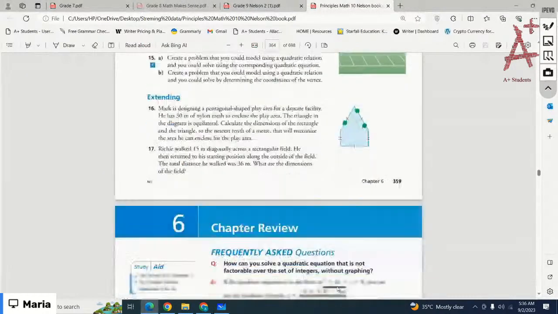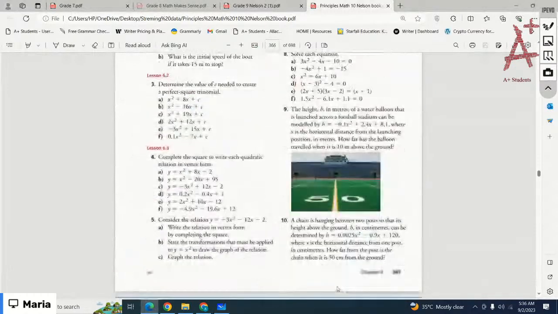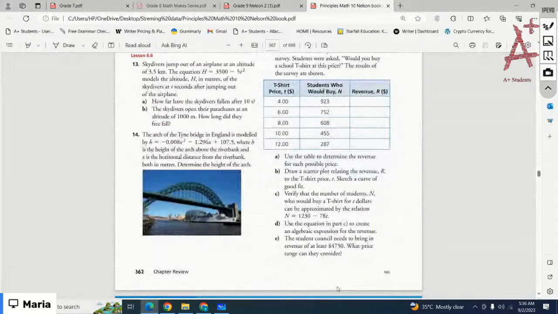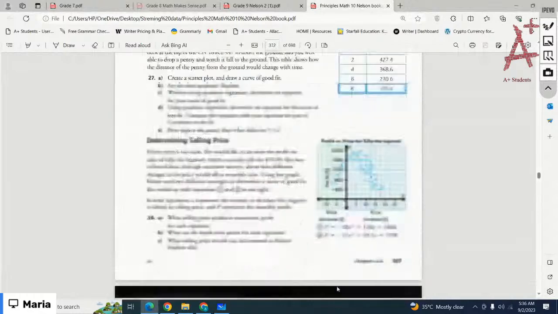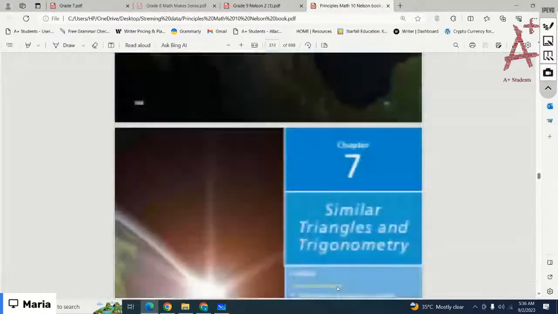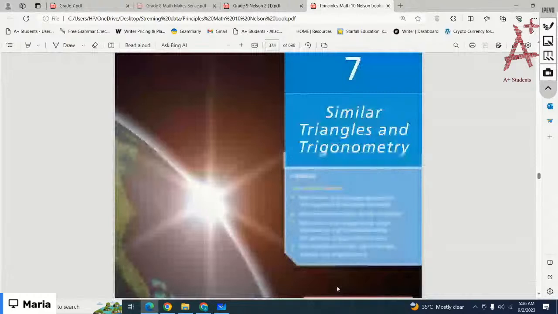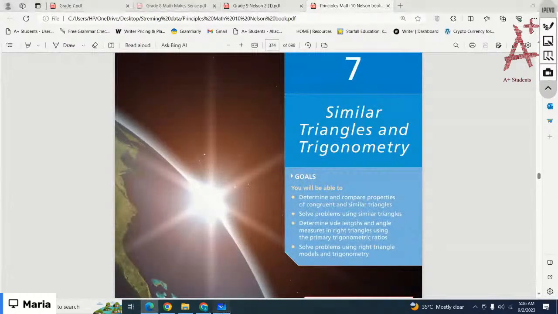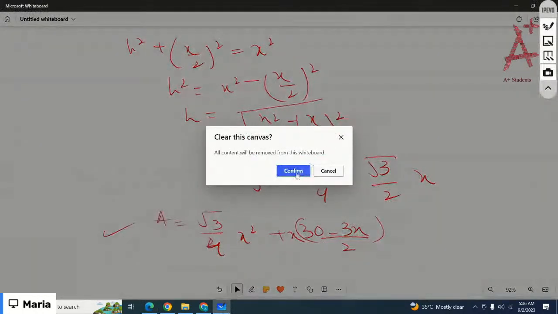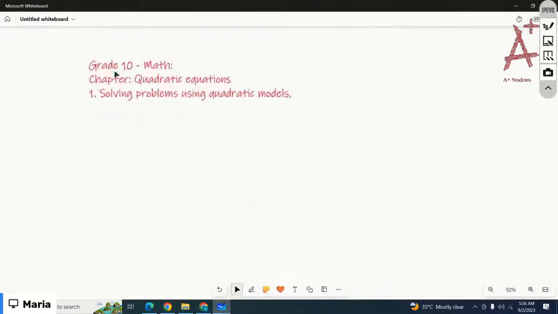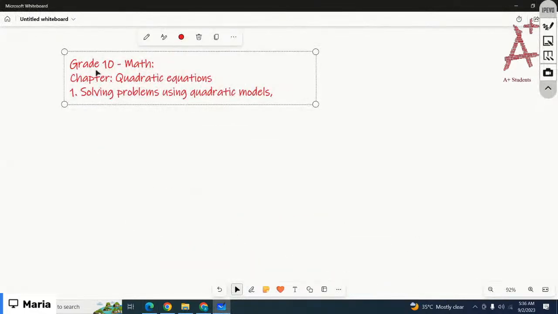Okay, we are done with the lesson and also we are done with the chapter. In the next session, we're going to start with the new chapter, chapter 7, similar triangle trigonometry, right? So we are working on grade 9 math, grade 10 math. The chapter we're working on is quadratic equations, and the lesson we covered today is solving problems using quadratic models, right? That would be the last lesson from the chapter.